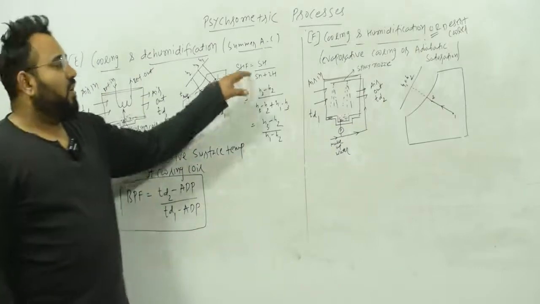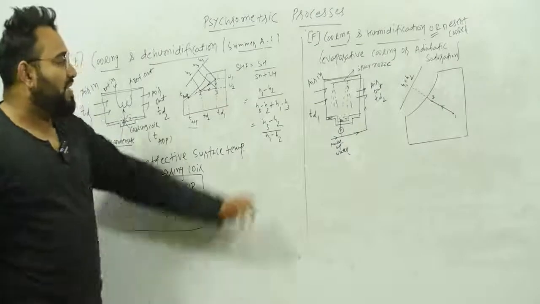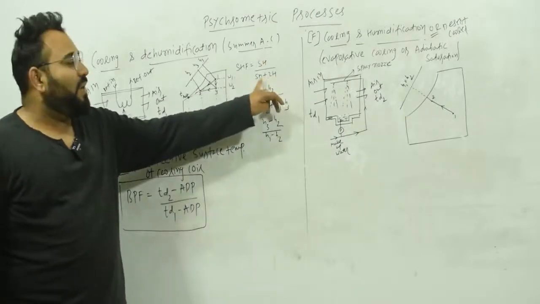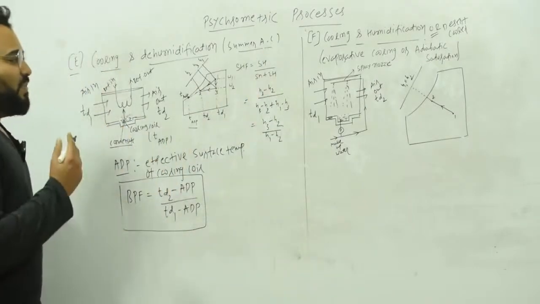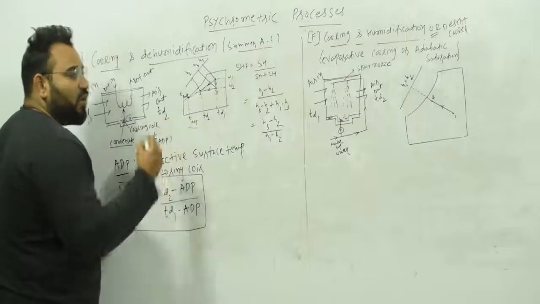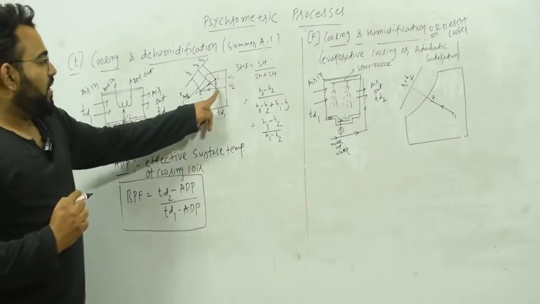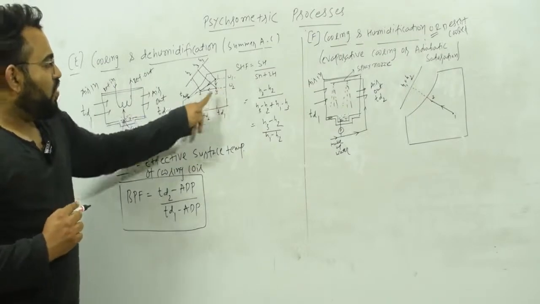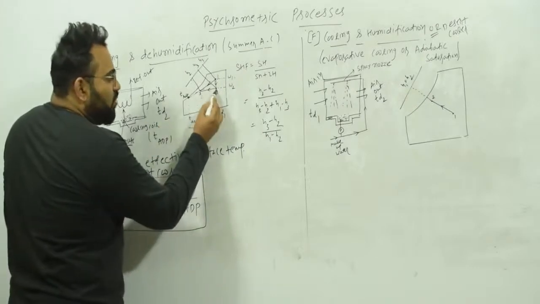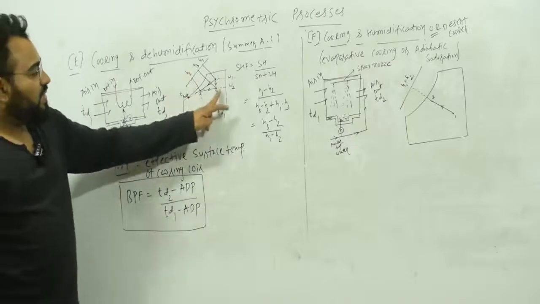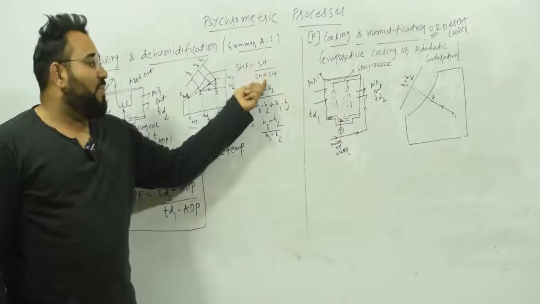Now there is another term which is called sensible heat factor. What is sensible heat factor? Sensible heat factor is nothing but the ratio of sensible heat upon total heat. Total heat means sensible heat plus latent heat. So what is sensible heat? Sensible heat means the heat removed in process 3 to 2. What have we done from 3 to 2? Cooling. So here we have removed the sensible heat. So the sensible heat removed will be H3 minus H2.